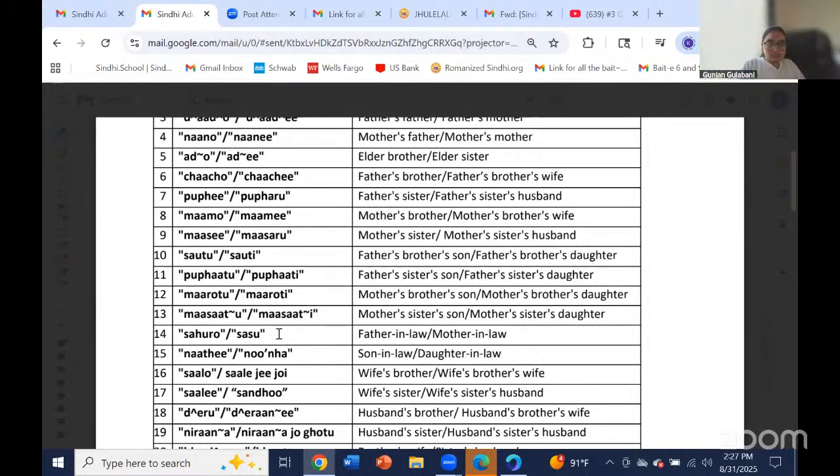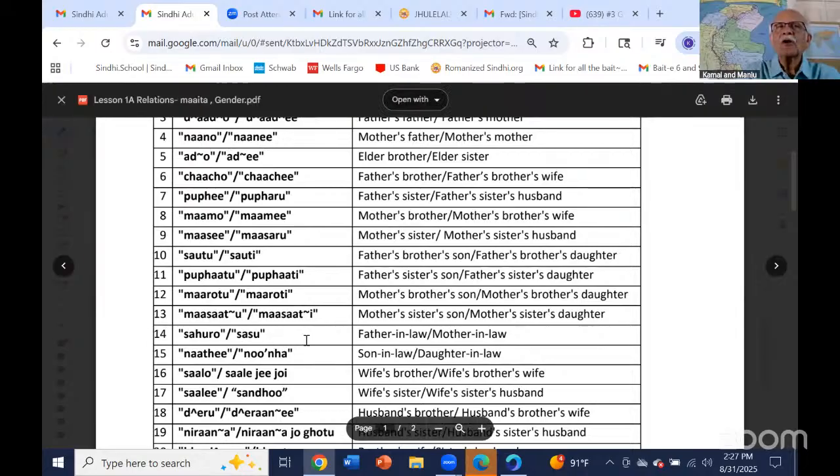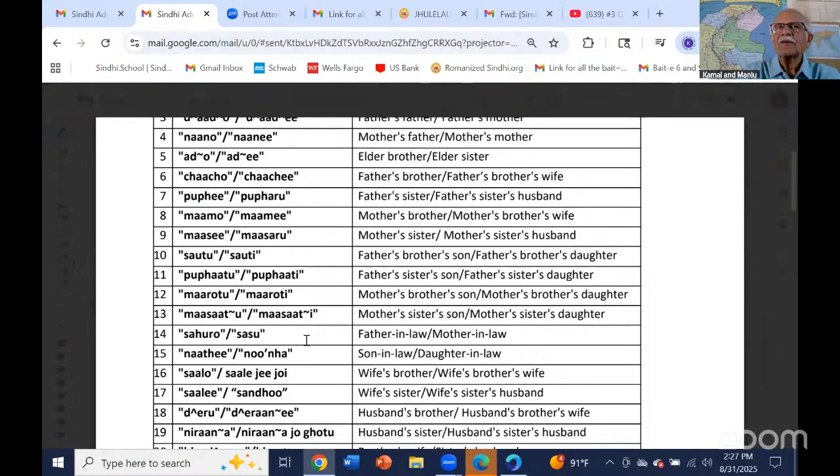Yes. Now comes the relationship on the other side. Sahuro and Sasu. Sahuro is father-in-law and Sasu is mother-in-law. Now you are going to the relationships on the upper scale. He minjo sahuro aahe, he minji sasu aahe.